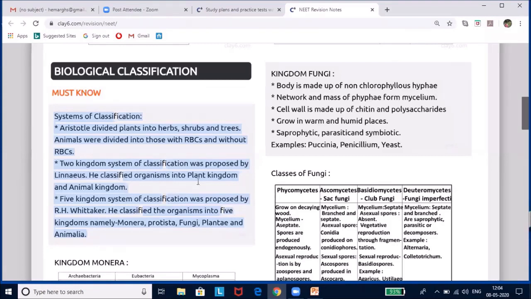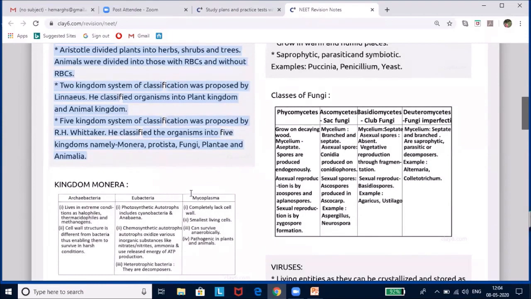But the main drawback for Linnaeus was that there was no distinction between prokaryotes and eukaryotes. He did not take into consideration whether the organisms were prokaryotes or eukaryotes. He did not separate multicellular organisms from unicellular organisms. And also, he did not make any distinction between photosynthetic and non-photosynthetic organisms.